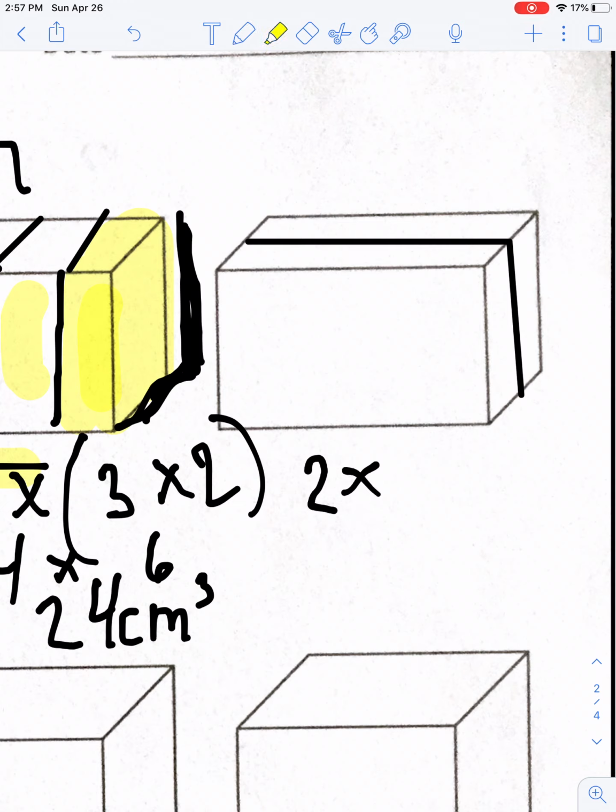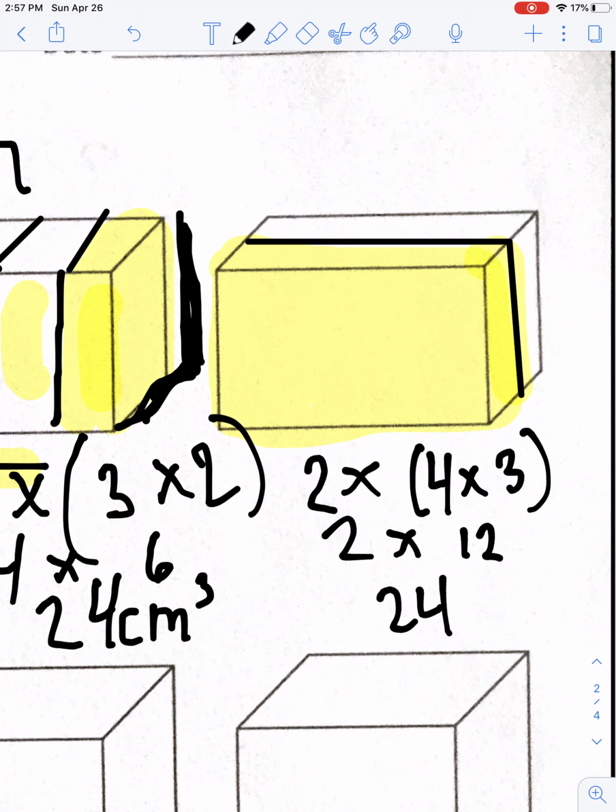we want to know, what is the volume of our one layer here? Okay, so we have our length, which is 4 centimeters, times our height, which is 3 centimeters. 4 times 3 is 12, times 2 gives us 24 centimeters cubed.